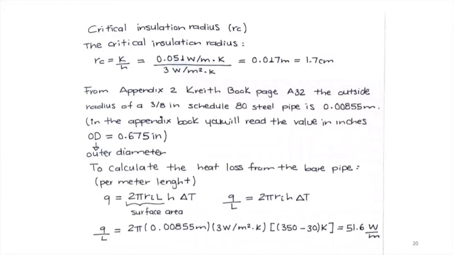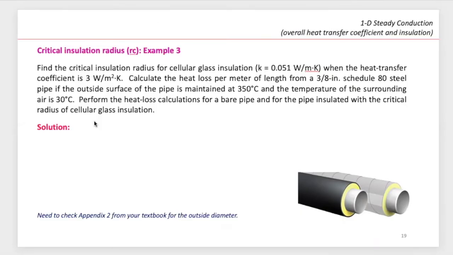Again, with Newton's cooling law, because we are calculating the heat loss for the bare pipe, it is convection. So the third question then is how much is the heat loss for the insulated pipe with the critical radius of cellular glass insulation. That means for that calculation, we are going to use the critical radius. So in that case, how do you plan to calculate the heat loss for the pipe insulated with the critical radius?